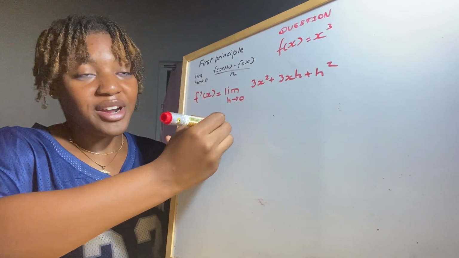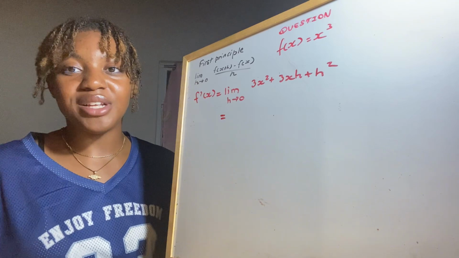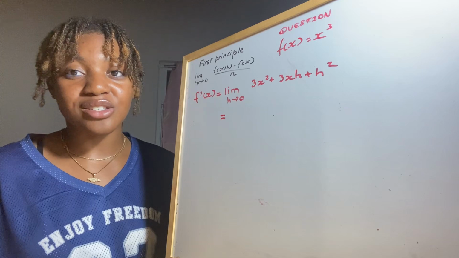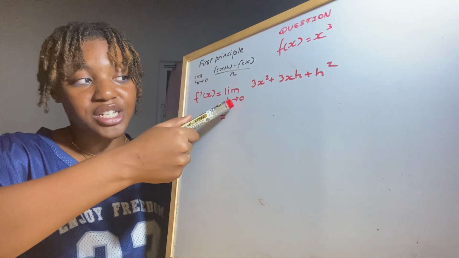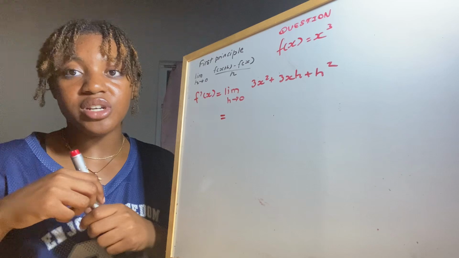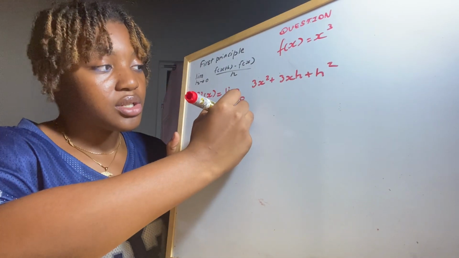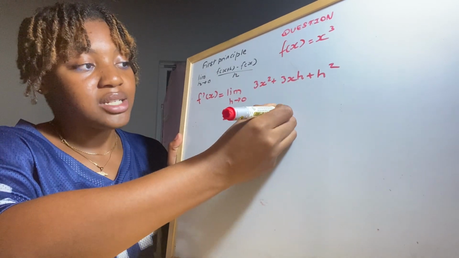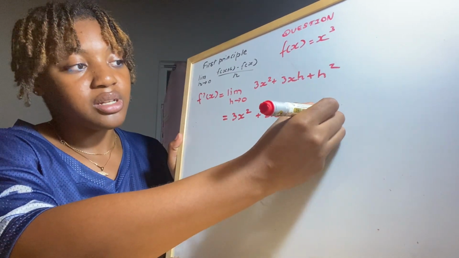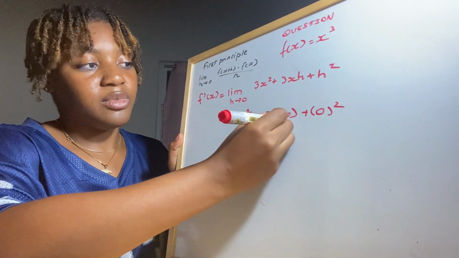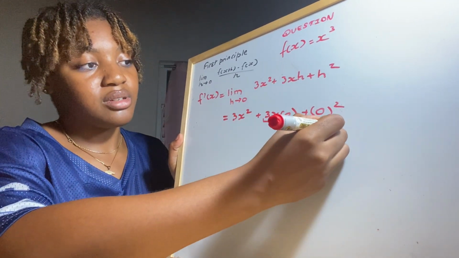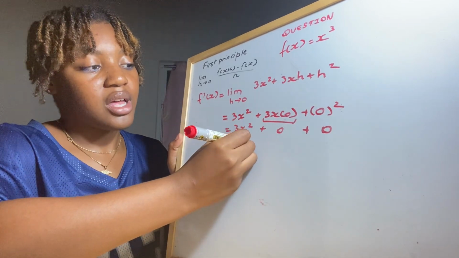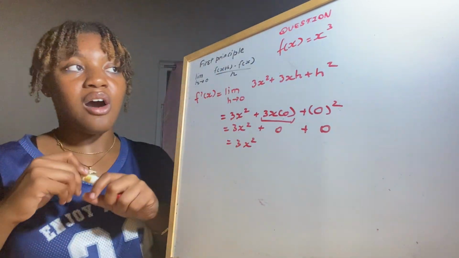All we're going to do from here, if you recall from the limits video, the first method of evaluating a limit is direct substitution. So we have h approaching 0, so we're going to put 0 wherever we see h. So this would be equal to 3x squared plus 3x times 0 plus 0 squared. This would give us 0 plus 0, and we're left with 3x squared. And that would be the first derivative of x cubed.